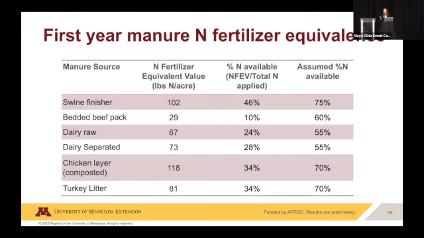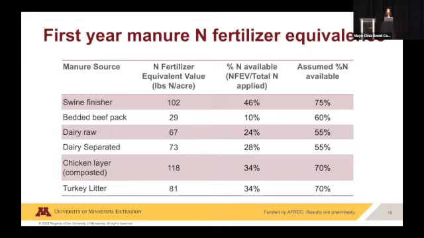So it suggests that that separation process increased the availability a little bit. Our composted chicken layer was 118 and our turkey litter was 81. If we take that value, that nitrogen fertilizer equivalent value, and divide it by the total amount of nitrogen applied, that gives us our availability factor that we used.